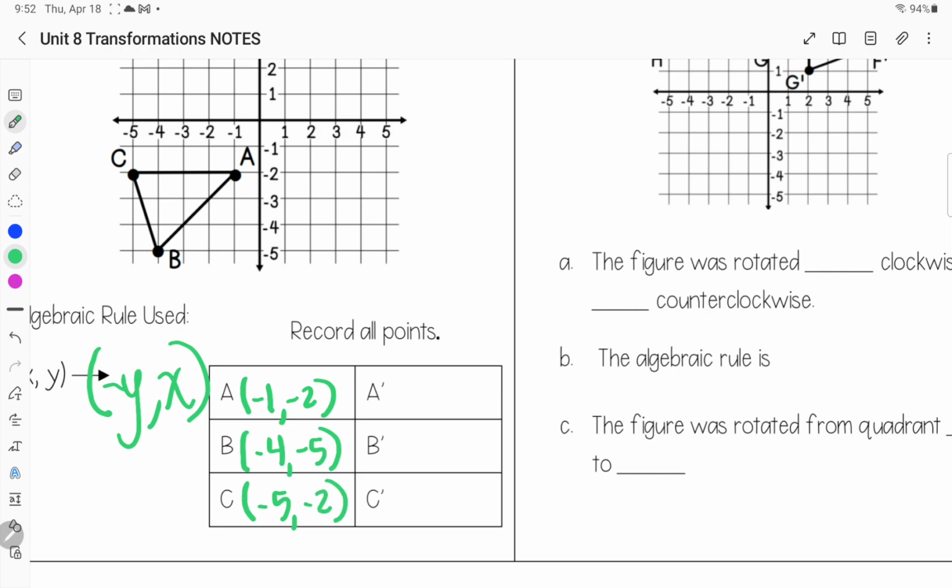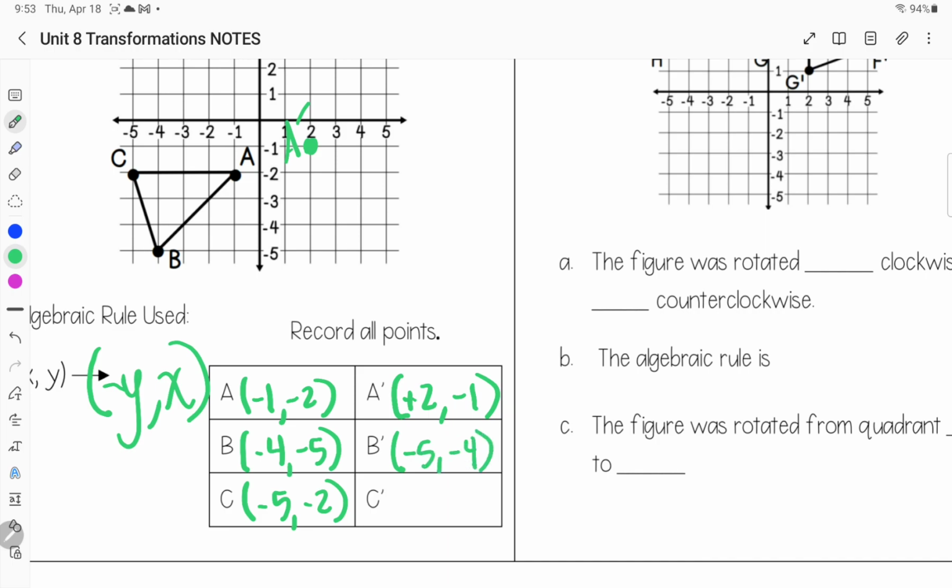First thing I'm going to do is swap them. Step 1 says swap your x and y. So all I'm going to do is swap it. I didn't change anything, I just swapped it. And then it says take your first value and change it to the opposite. So now this is (-2, -1), and changing the first value makes it (2, -1). So now point A would be at (2, -1). So A prime.